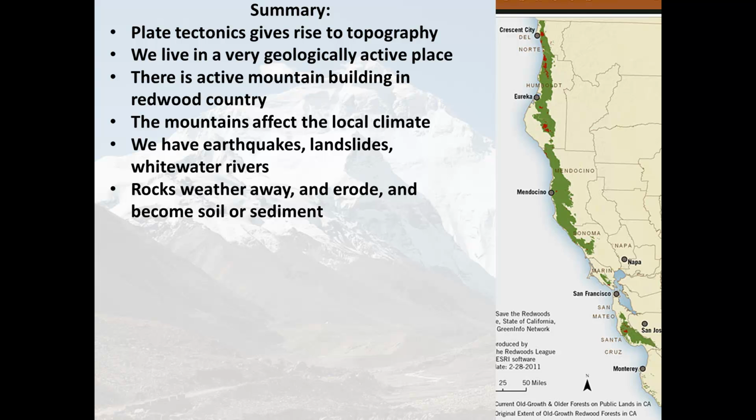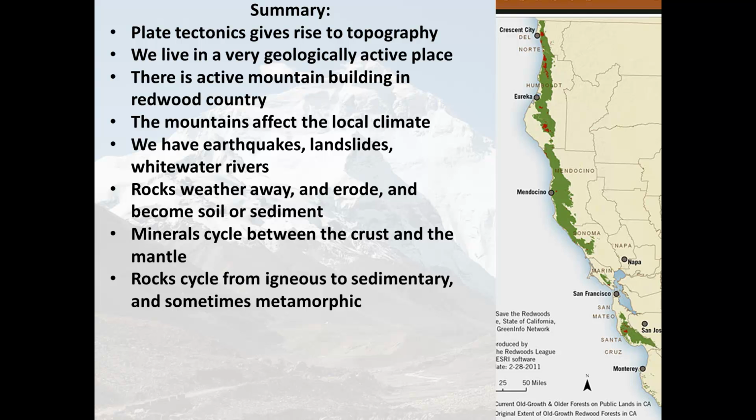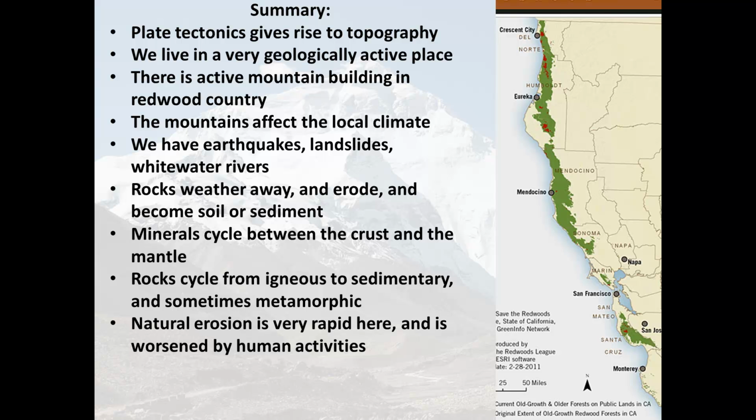Rocks weather away and they erode and they become soil or sediment. Minerals cycle between the crust and the mantle. That's the rock cycle. Rocks cycle from igneous to sedimentary and sometimes metamorphic. Natural erosion is very rapid here and is worsened by human activities. And the Franciscan melange is a chaotic assemblage of rocks. That's the material we covered in this lecture.